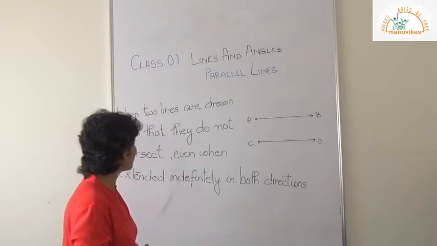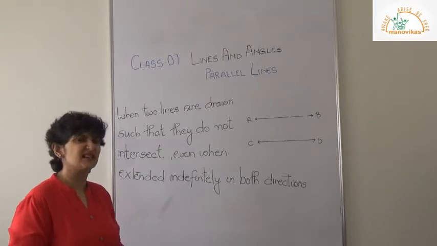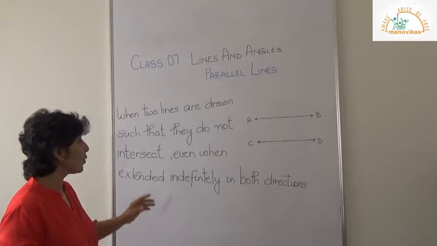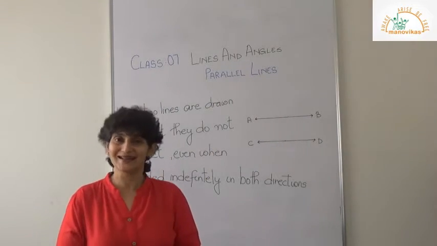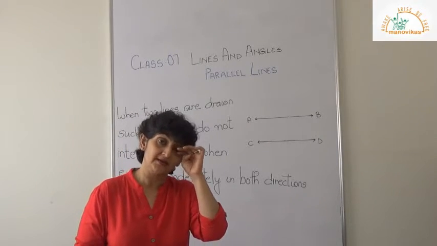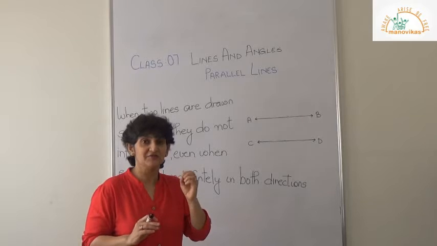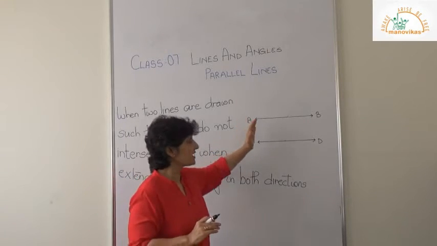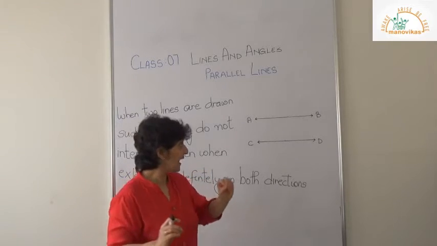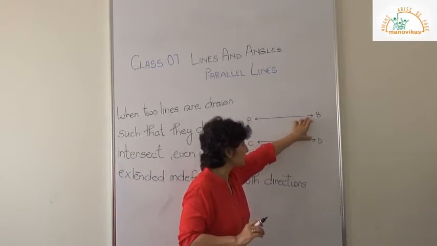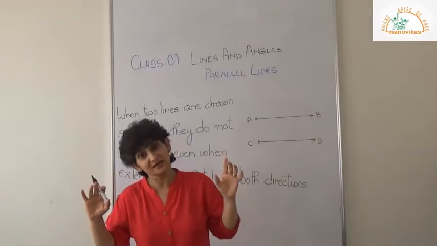When two lines are drawn such that they do not intersect even when extended indefinitely in both directions, then you call them parallel lines. In simple words, these are two lines which never meet, and the distance between these two lines will always be the same.